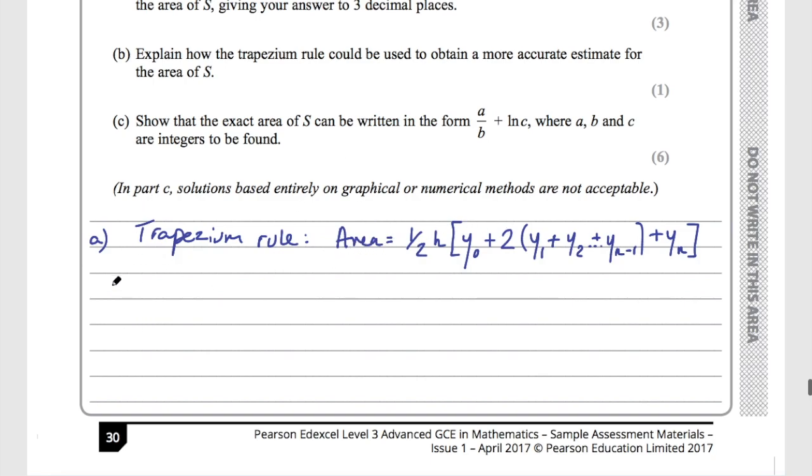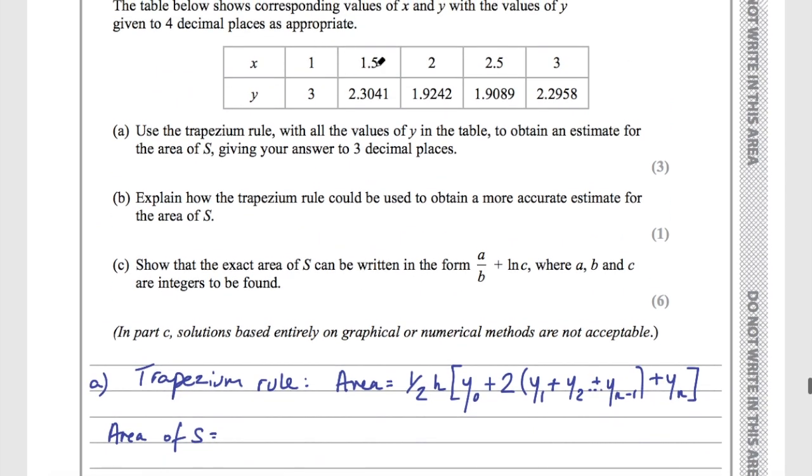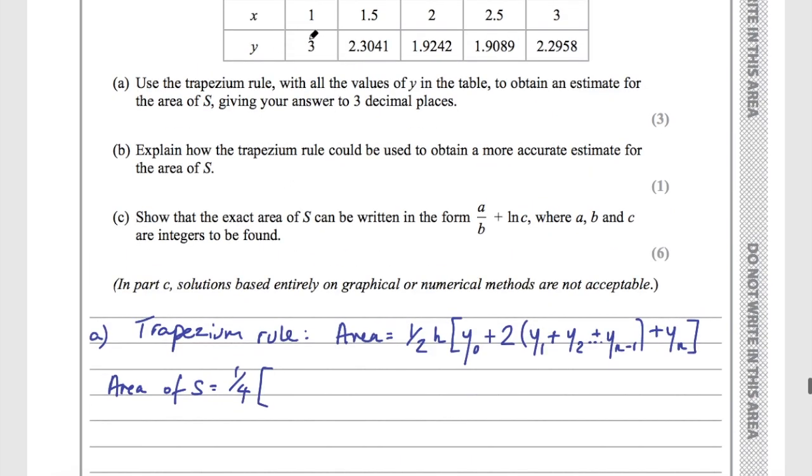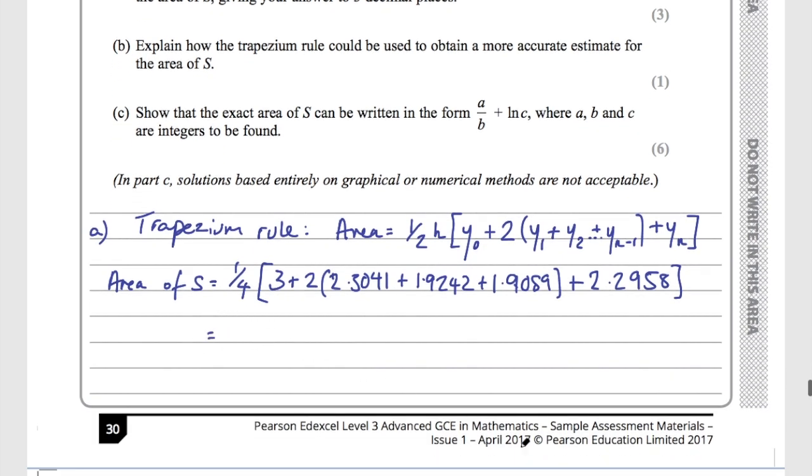the area. So we can say the area will be half the height. Now remember the intervals of x are going up by a half, so a half of a half is a quarter, multiplied by y0, which was 3, plus 2 times y1, which is 2.3041, plus y2, which was 1.9242, plus y3, which was 1.9089, and then we need to add the last y value on the end, which was 2.2958. So we plugged everything in now, we just need to enter that into a calculator.